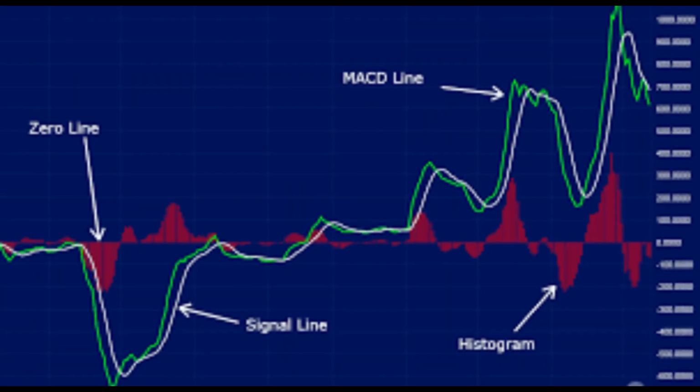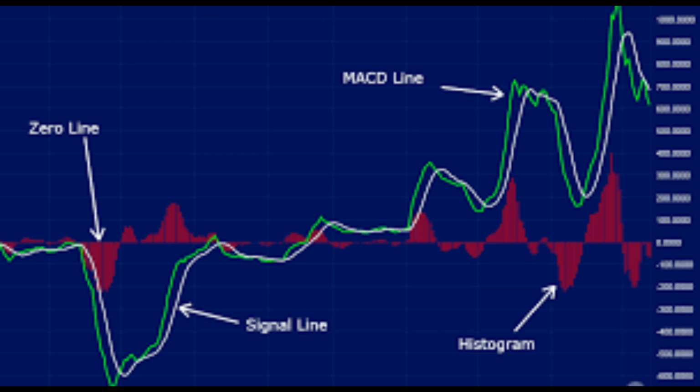The zero line is a critical reference point that helps determine the overall trend of the market. Above zero: when the MACD is above the zero line, it means that the 12-period EMA is above the 26-period EMA. This typically indicates that the market is in a bullish phase, and traders often look for long positions in this scenario. Below zero: when the MACD is below the zero line, the 12-period EMA is below the 26-period EMA.